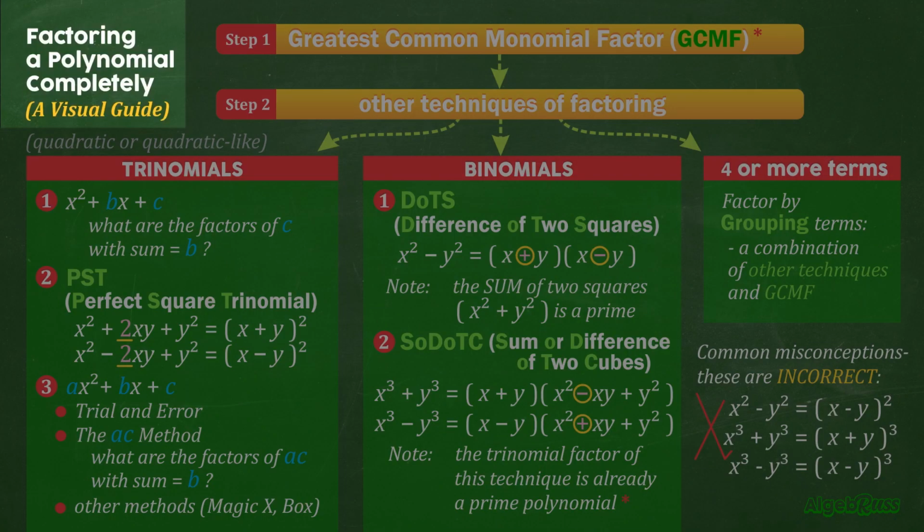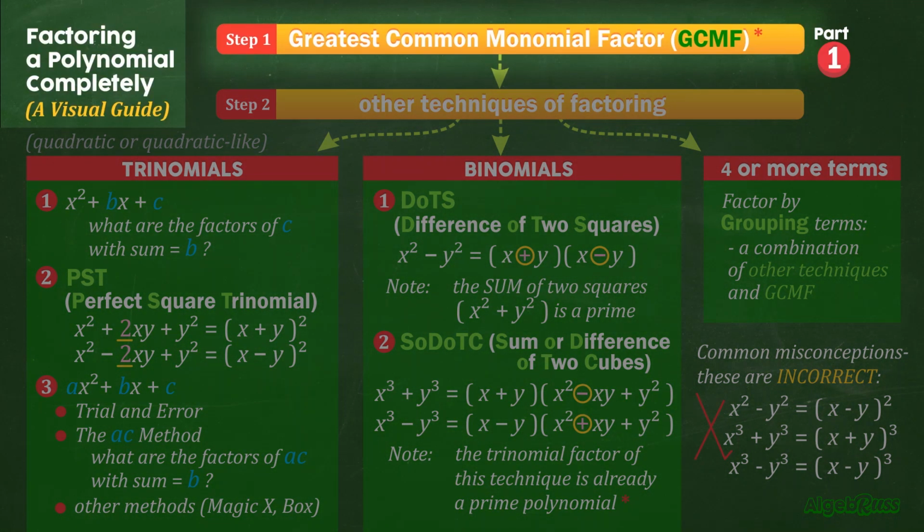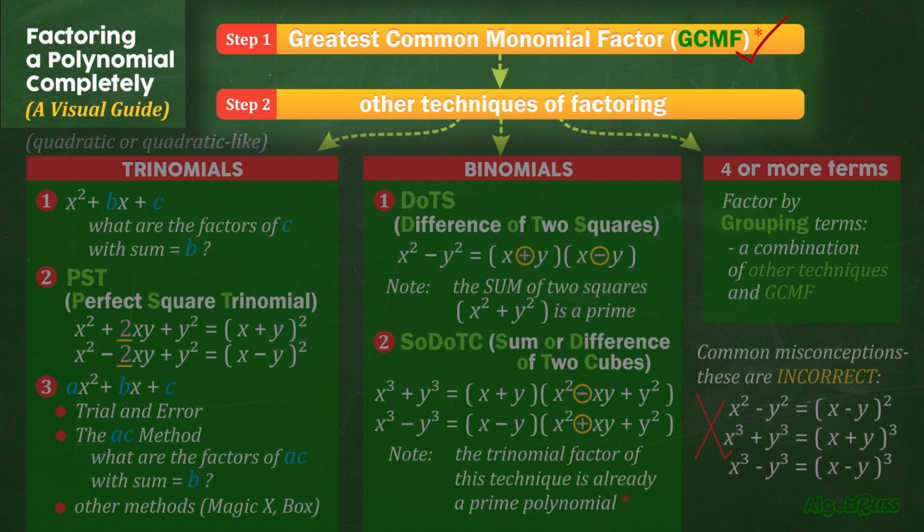Factoring is so important and must be mastered by math students to be confident in understanding topics in higher math. In our previous tutorial, we presented this visual guide to help us navigate through the complexities in factoring polynomials completely. We already discussed the very first thing to do in factoring, which is to get the greatest common monomial factor, or GCMF. After this, we can go to step 2 of the process, which is to use other techniques of factoring. Looking at this guide, there are a number of possibilities of what type of polynomials may need further factoring. These can be classified into 3: trinomials, binomials, and polynomials with 4 or more terms.